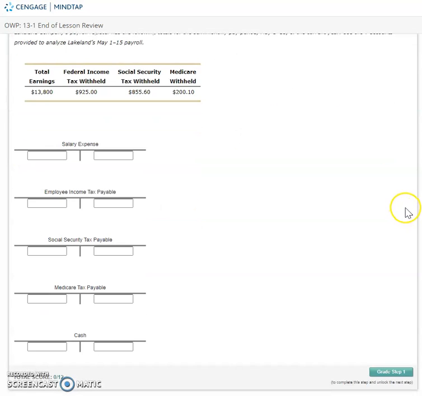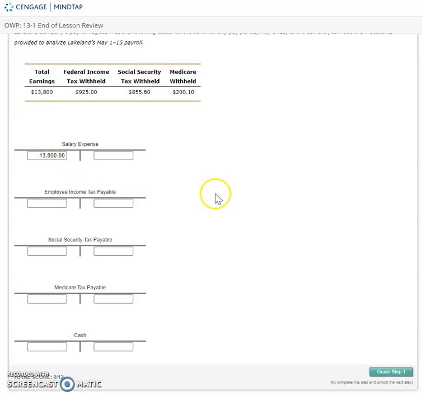So we're going back to chapter 1, chapter 2, and doing T accounts. Now, remember, for our salary expense, we are going to debit that for the total earnings. So that's going to be a debit of $13,800. One thing that helps me remember to either debit or credit is that this is an expense, and so we always debit our expense accounts until we close them at the end of the fiscal period. So I'm debiting this account.